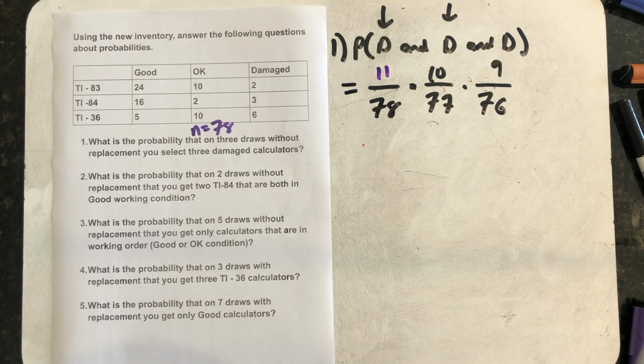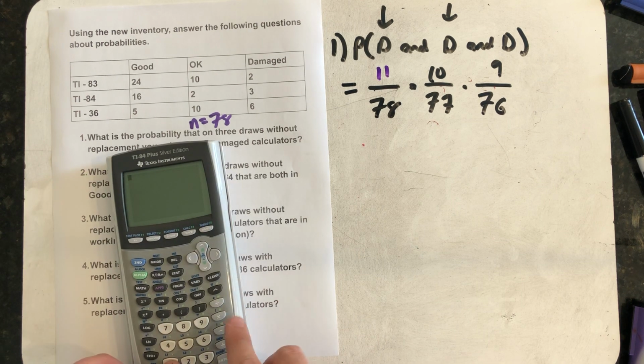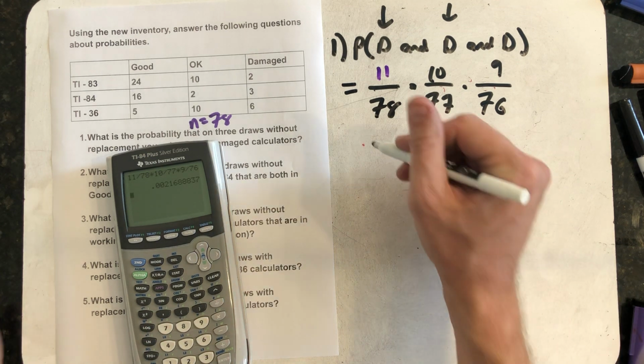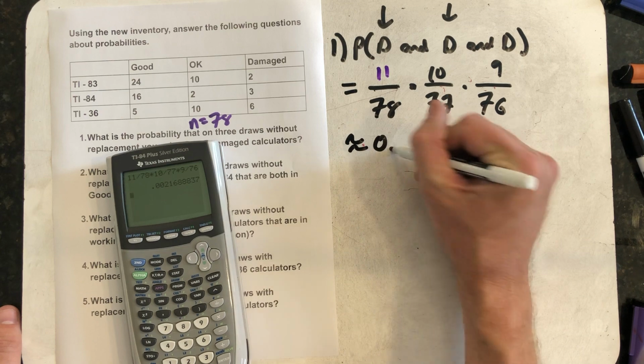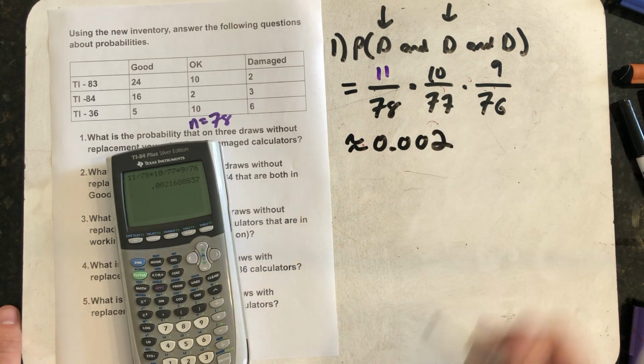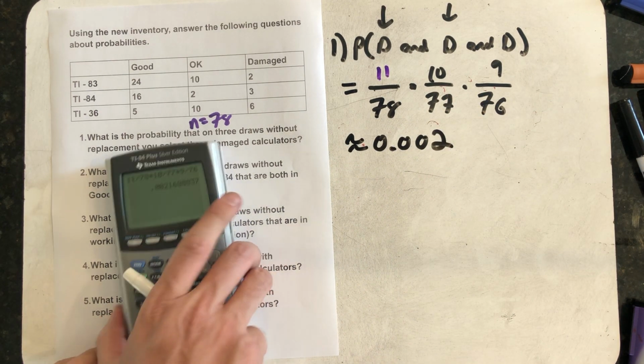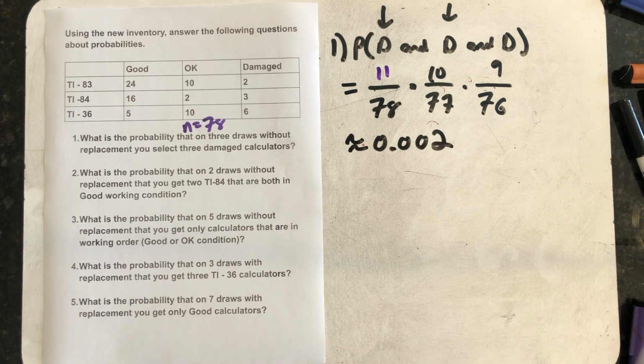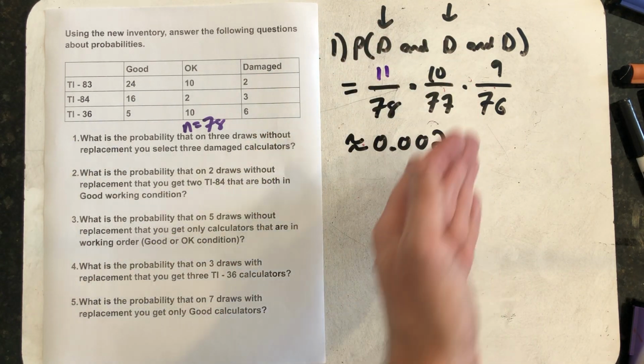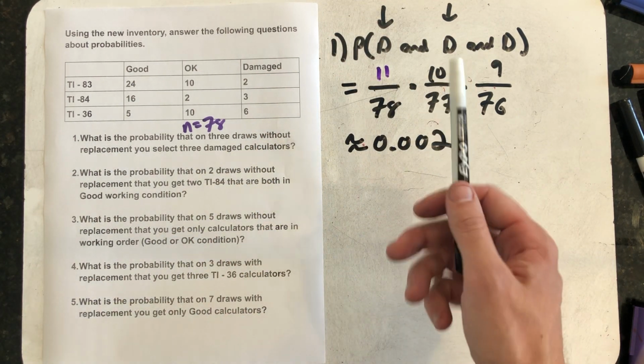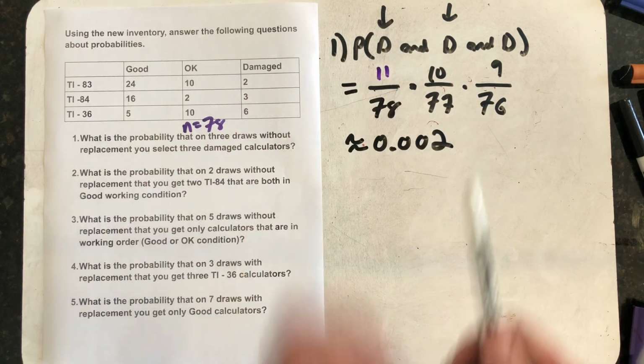So to calculate this probability, I just need to multiply these 3 fractions. 11 out of 78 times 10 out of 77 times 9 out of 76. And I get a probability of about 0.002. That's the trick with the multiplication rule. I multiply the probabilities, but every time I calculate the next one, I have to assume I've already done the first thing.